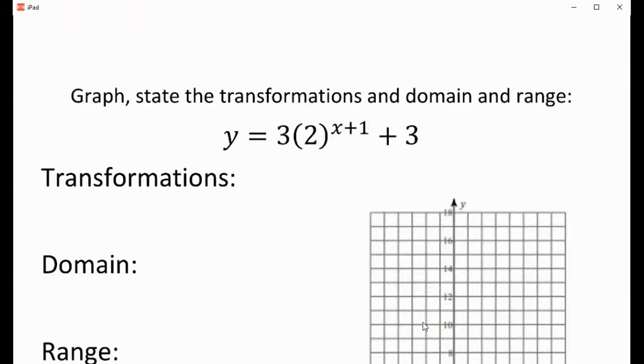Hey guys, so this is part two of the week. We're going to be looking at word problems with exponentials.